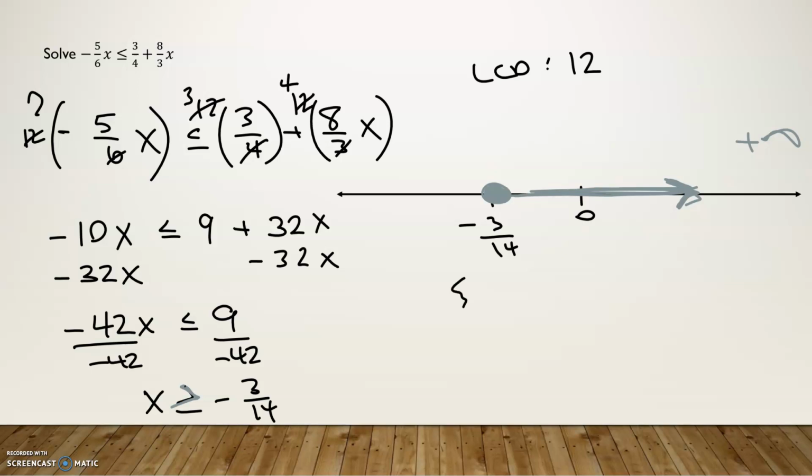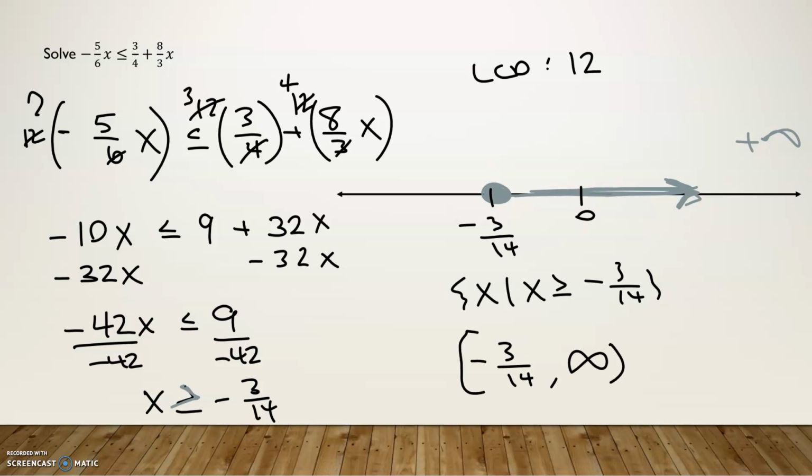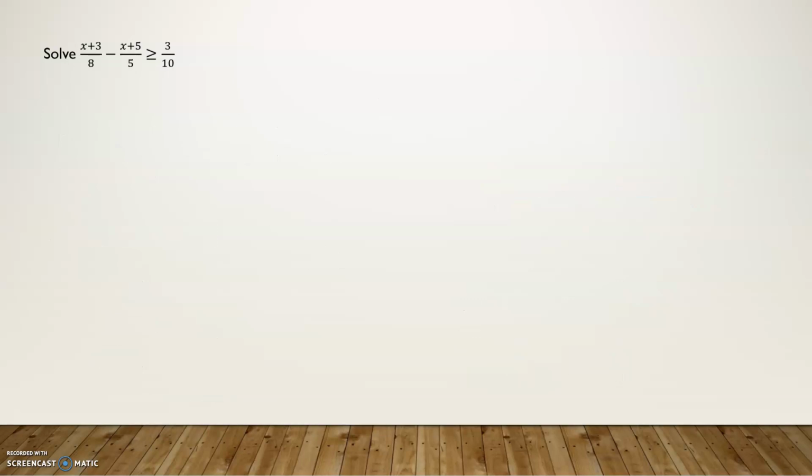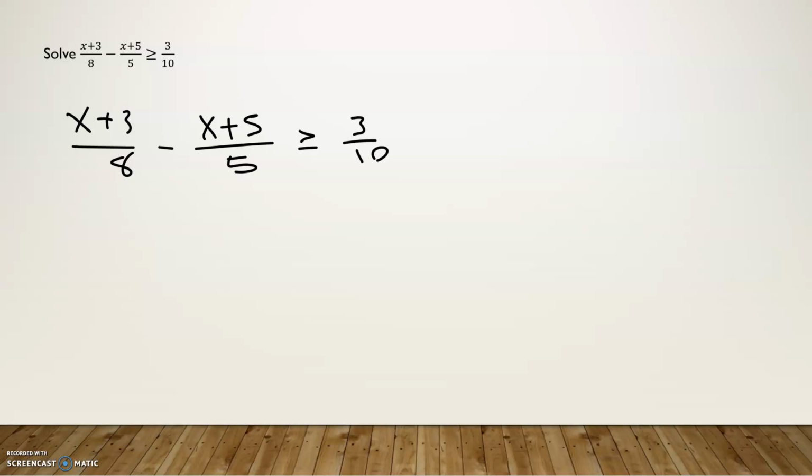Alright, in set builder notation, x such that x is greater than or equal to negative 3 over 14. And then interval notation. Well, we're starting at negative 3 over 14, and we're including that number, so a bracket, comma, we're going out to positive infinity, so we'll have parentheses there. Okay, and then let's look at this one. x plus 3 over 8 minus x plus 5 over 5 greater than or equal to 3 over 10.